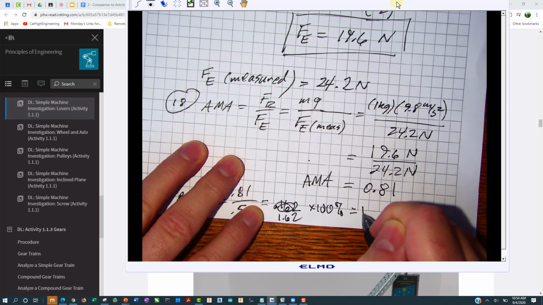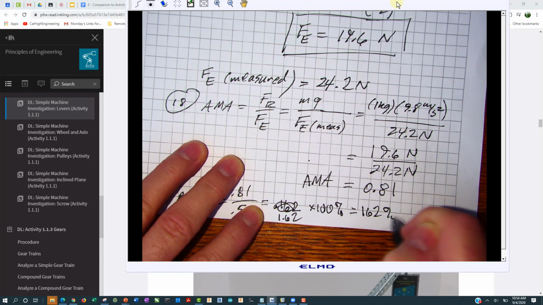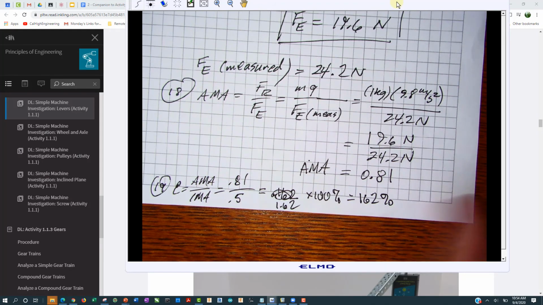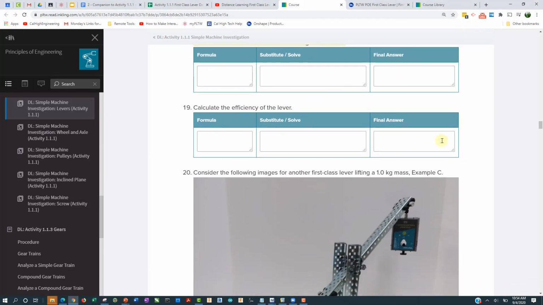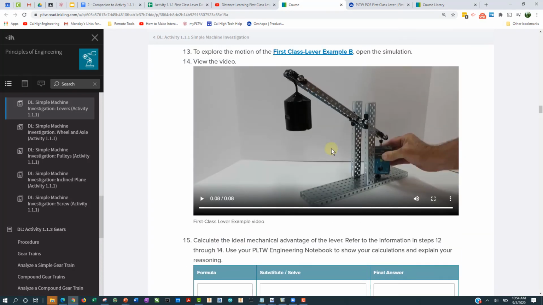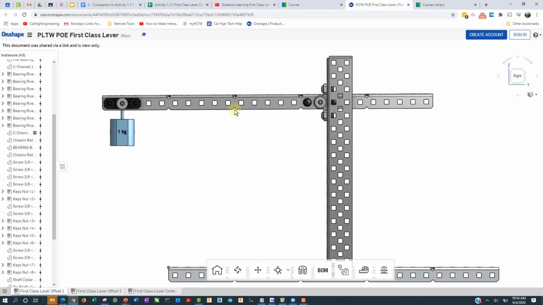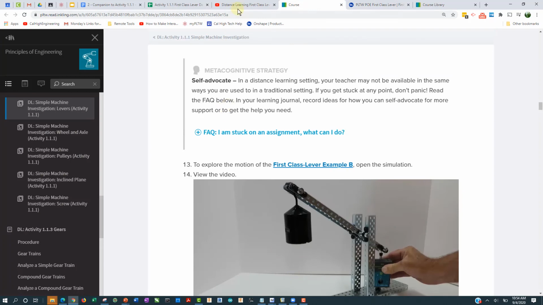So we get 162% efficiency, which is not really possible. It's due to some measurement error. So maybe I didn't measure these very accurately. With more time, maybe you can measure this thing a little better. But that's what we have.